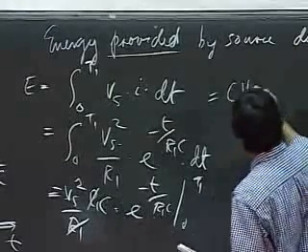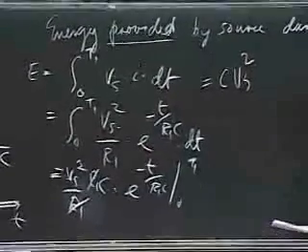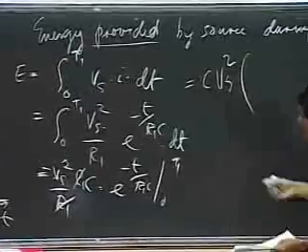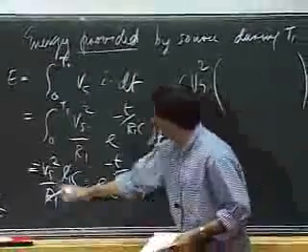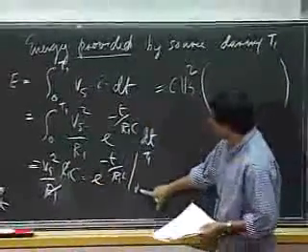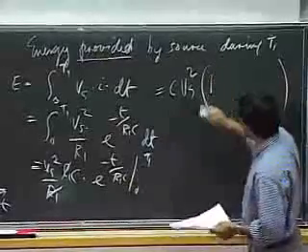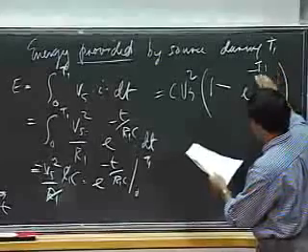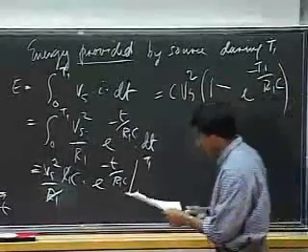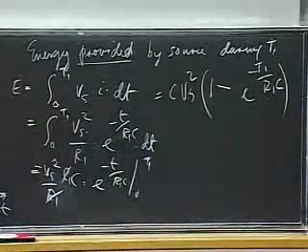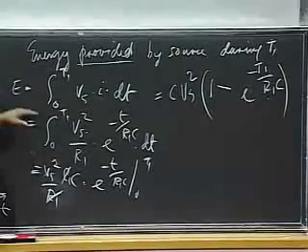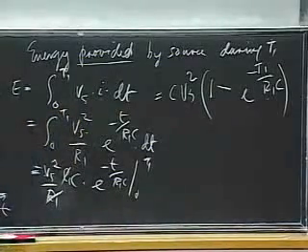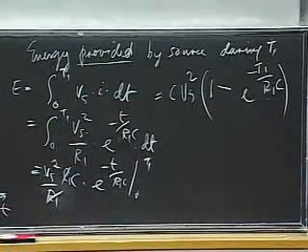I get C Vs squared. And here, there's a minus sign out here. So at 0, this thing goes to a 1, so I get a 1. And because of the minus sign, I get e to the minus T1 over R1C. All I've done here is simply go through the math to do this integration.